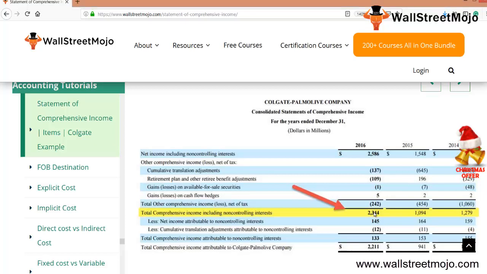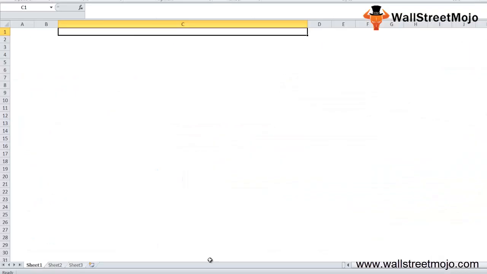So does this exactly help? In this tutorial, you will know what the consolidated statement of comprehensive income is and how it is useful to you as an investor. Well, we'll begin with the same. What is consolidated statement of comprehensive income?